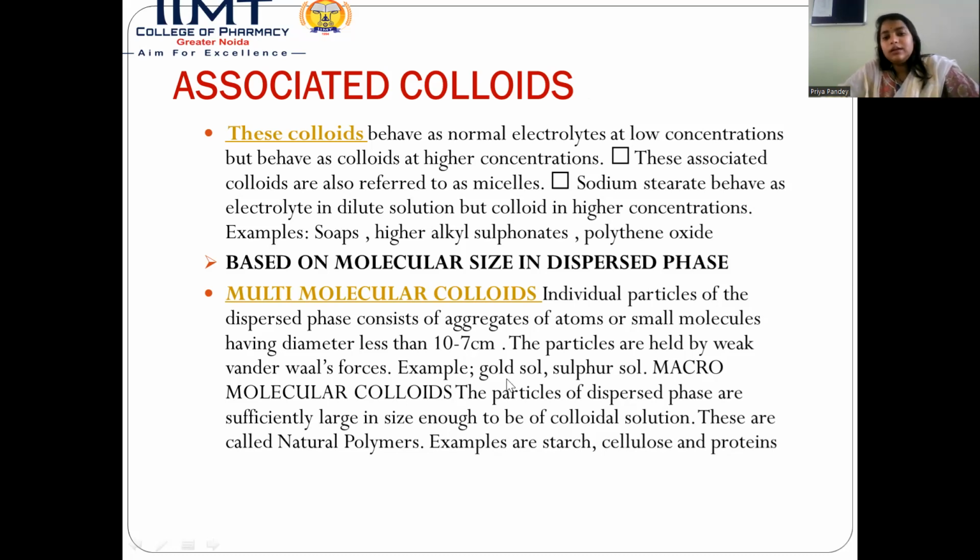In multimolecular colloids, the dispersed particles consist of aggregates of atoms or small molecules having a diameter less than 10 to the power of minus 7 centimeter. The particles are held together by weak van der Waals forces. For example, gold sol and sulfur sol. Macromolecular colloids are another kind, where the dispersed particles are sufficiently large to form a colloidal solution, and these are also called natural polymers. For example, starch, cellulose, protein.